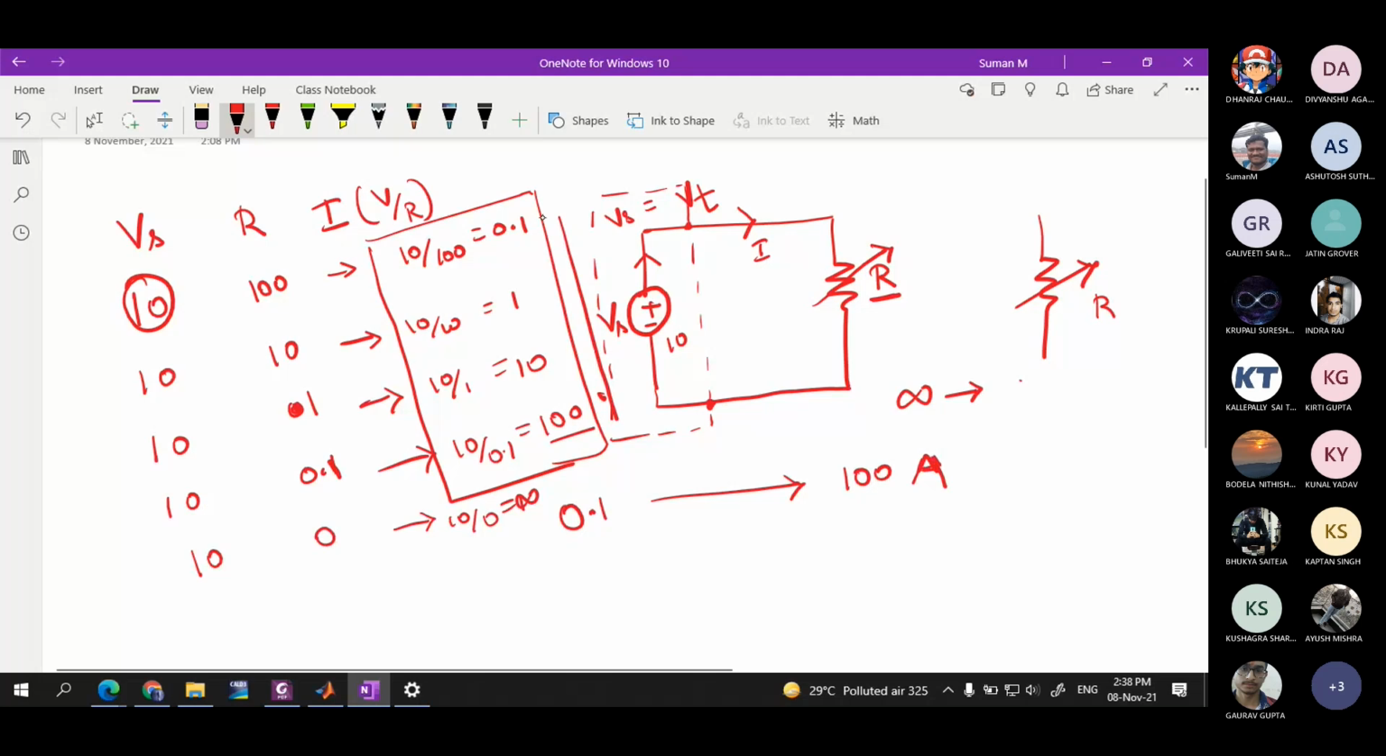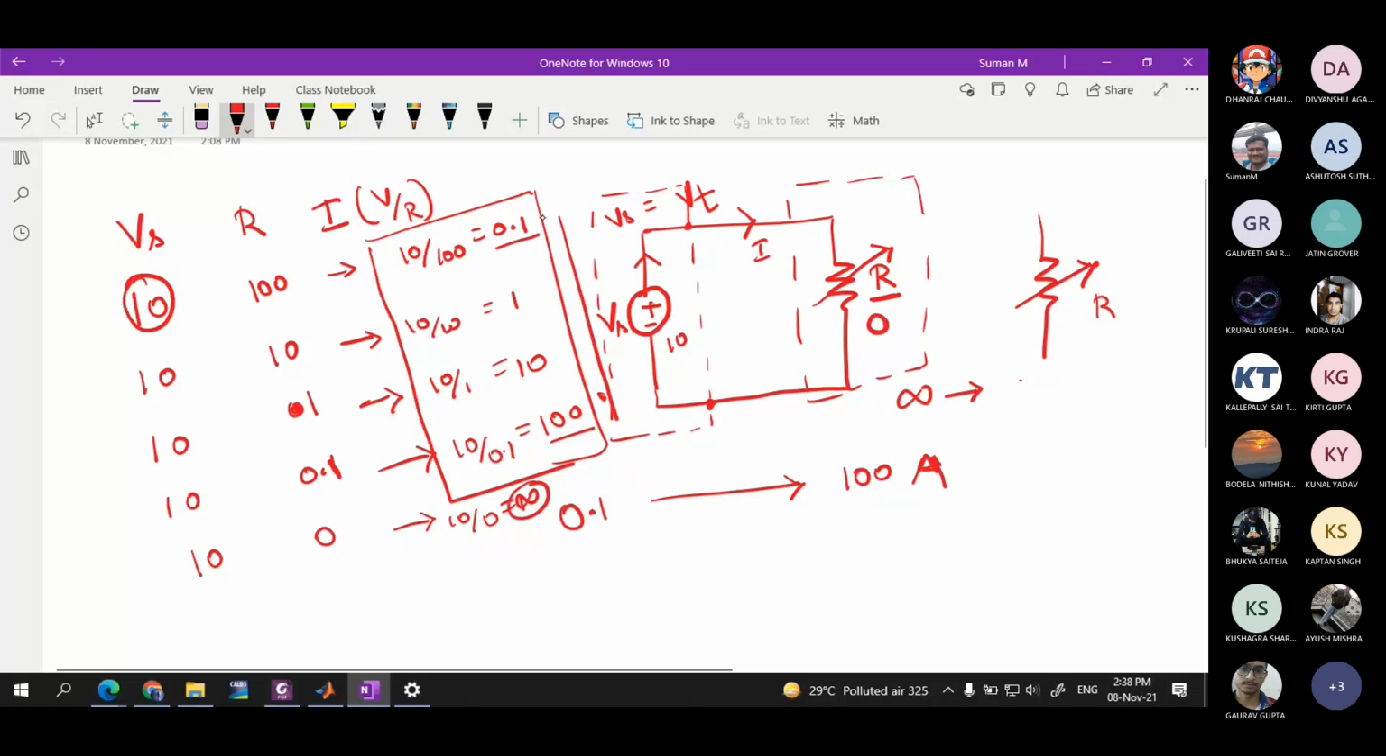Here the current coming out of the voltage source is decided by the external elements. What is the external element connected here? The external element connected here is the resistor. That external element is going to decide the current coming out of the voltage source. If the resistance is 100 ohm, then we will be getting the current of 0.1 ampere. If the resistance is 0 ohm, you will be getting the current as infinite.